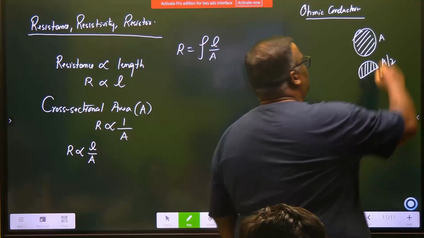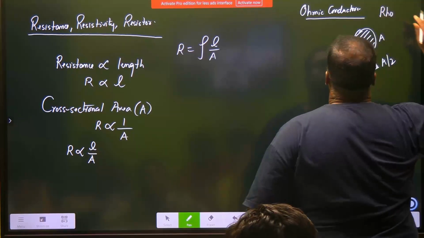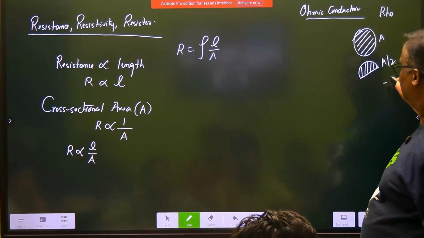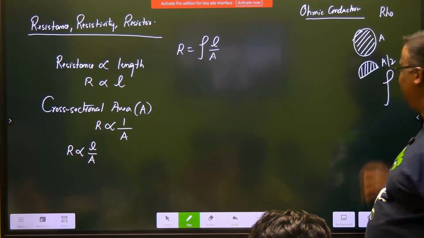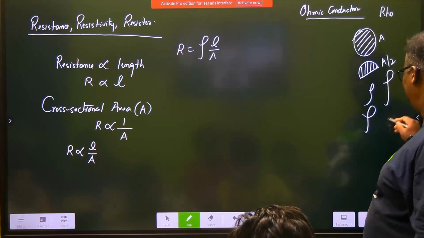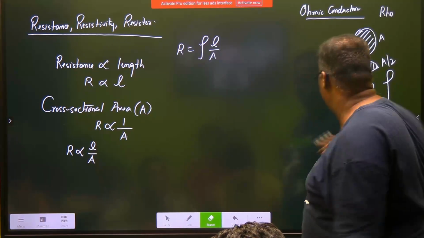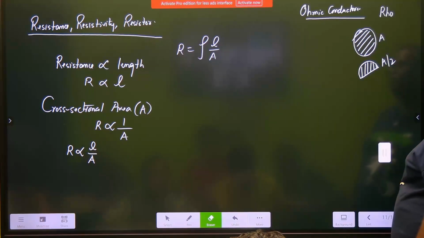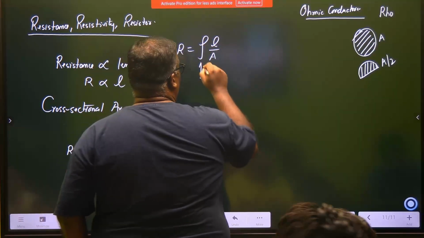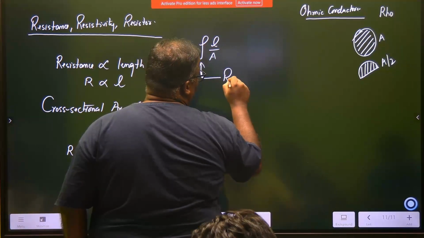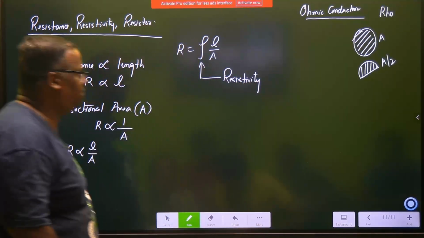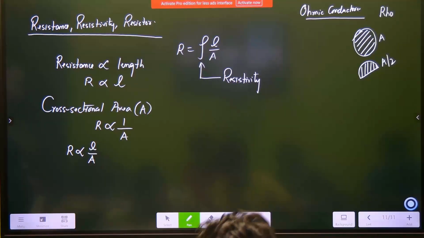Learn to write this. This is called rho, RHO. We used to use it in density also. How do you write it? Look at my pen like this. How many have I made? Now you can make it. You should be able to make it. Now, R equals rho L upon A. Got it? Get this very clear today, this is known as resistivity.